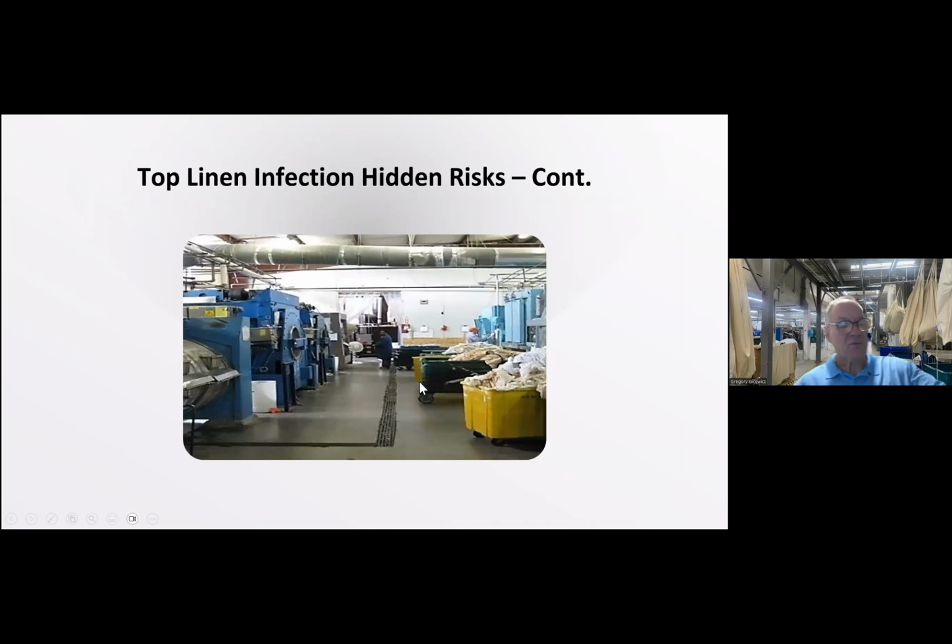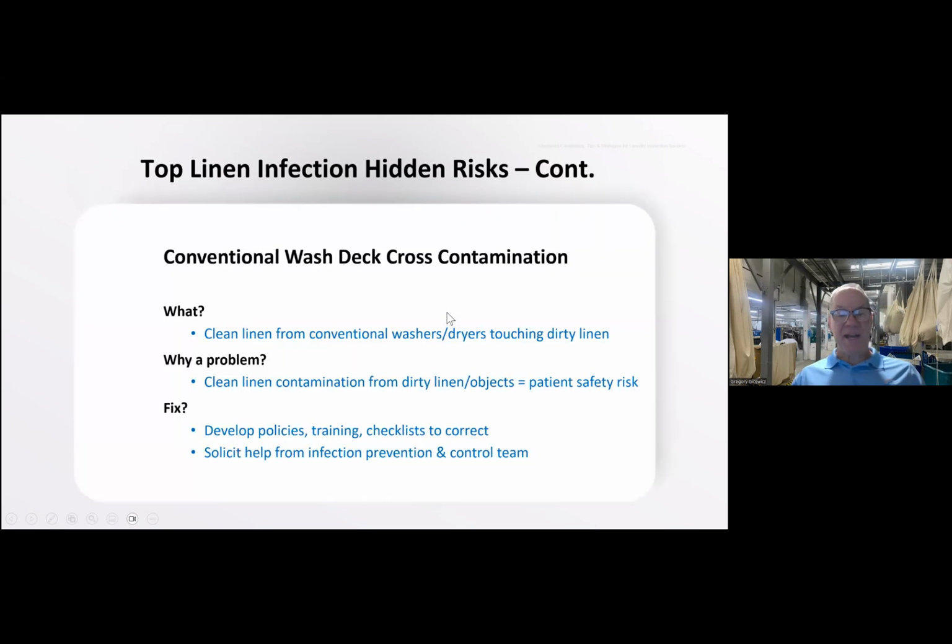Okay, here's another good one. So this is a small conventional wash deck. Maybe this looks like some of the laundries you work with. Here's the washers. Here's the dryers. These guys are really close together, and there's clean linens here, I think. But what if dirty linens are being loaded into here? They could bump into these guys. I see that all the time happening. So there's a big cross contamination risk, and the clean linen gets contaminated.